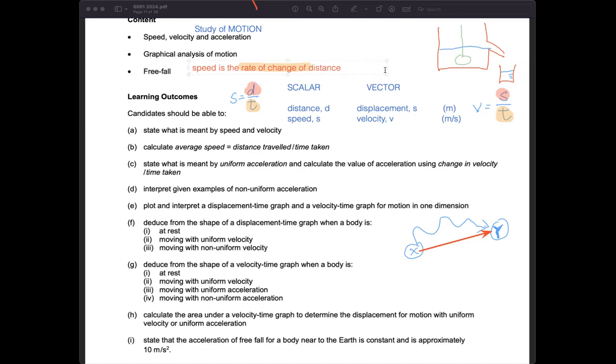Okay, because this is something that's going to happen a lot. A lot of physics formulas will be divided by T. And there's a lot of quantities that you need to remember. So if your quantity is divided by T, all you need to remember is rate of change of whatever's on top. Is that clear?